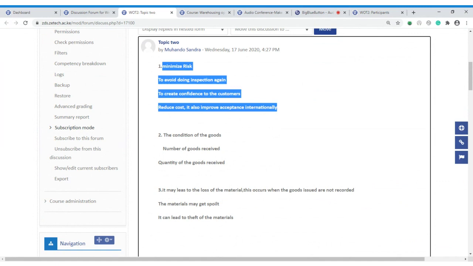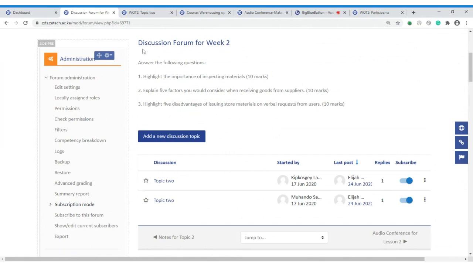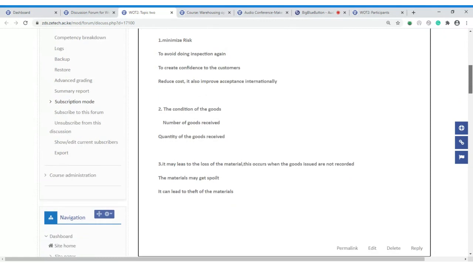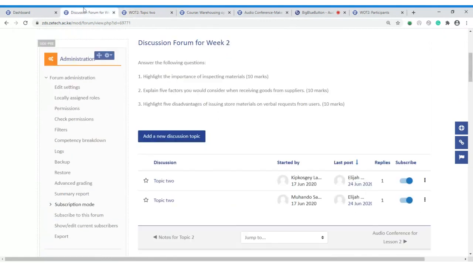But they were all correct. However, the importance of inspecting materials is to minimize risk, to avoid doing inspection again, and to create confidence in customers, and also reducing cost. The second question, this one, explain 5 factors you'd consider when receiving goods from suppliers. 5 factors you would consider when receiving goods from suppliers.